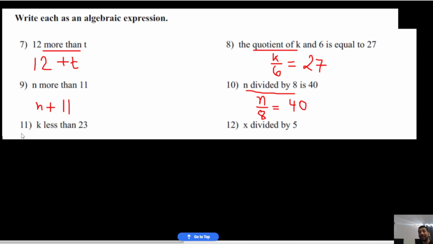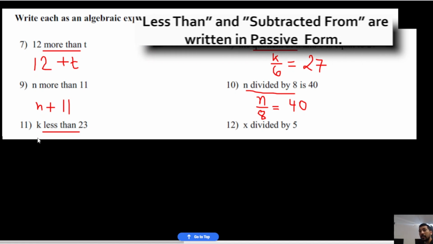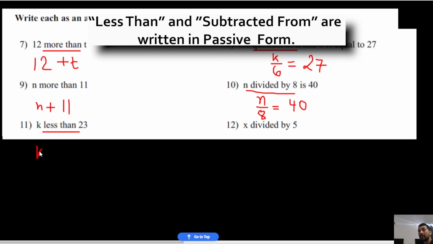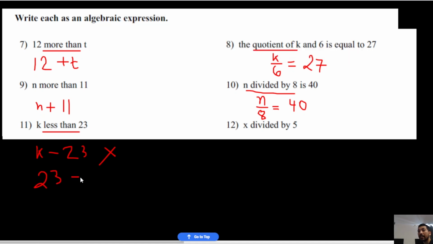Number 11, we have k less than 23. Now here is the trick. The phrase less than refers to subtracted from. So don't get confused with this. Oftentimes students write this as k minus 23. So this is incorrect. We have to write 23 minus k. Remember, less than means subtracted from.